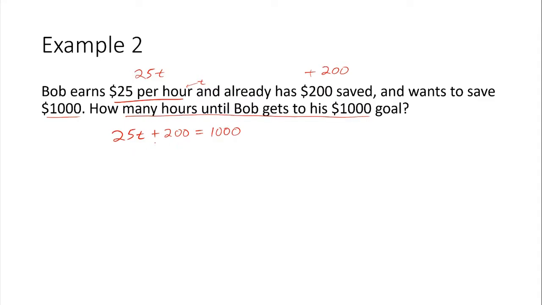Well, same situation as last time. Now we have to solve for the variable t. We have the plus 200 there. So let's start isolating t, our variable. Our goal is to get t all by itself. We have this plus 200 on the left-hand side, so how do you get rid of a plus 200?